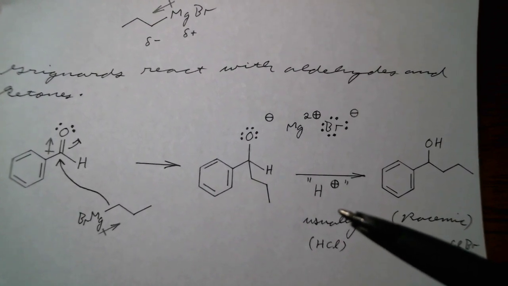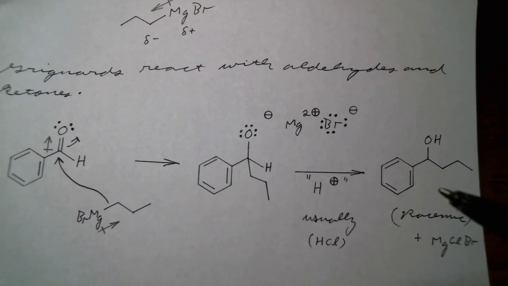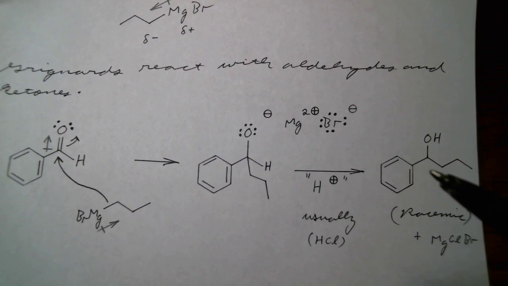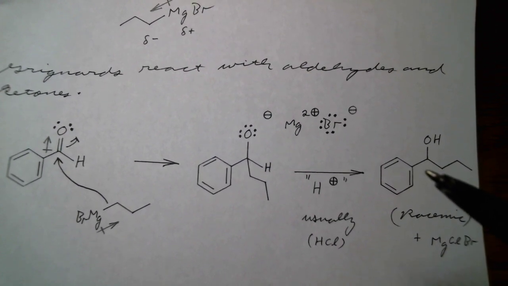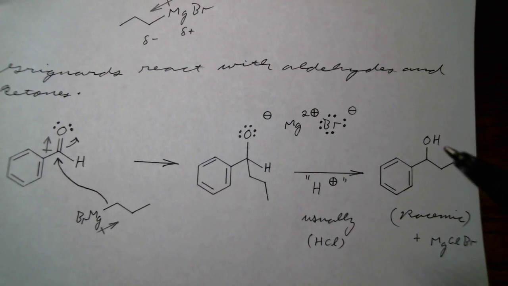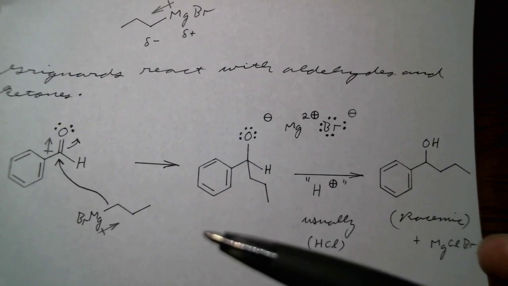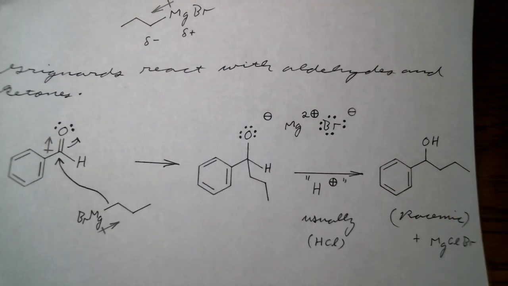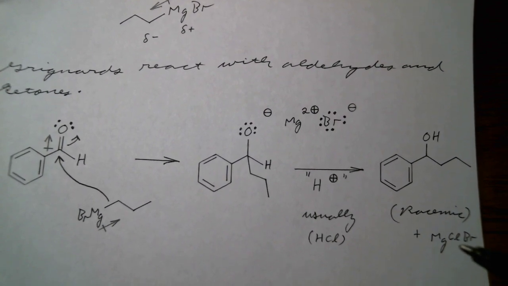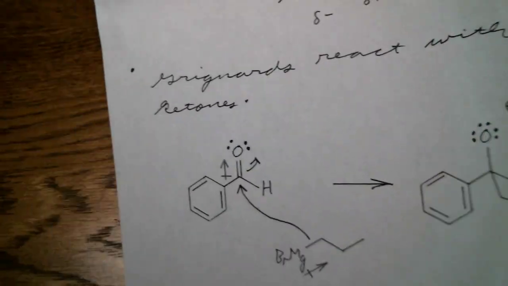H3O+, H2O. And here we've got the alcohol that we formed. I'm not explicitly drawing the hydrogen that's on the carbon that's bonded to the hydroxyl group, because I know that it's still there. We would expect a racemic product, that Grignard could add from either the top face or the back face. And of course, we've got our magnesium chloride bromide inorganic salts as a byproduct.